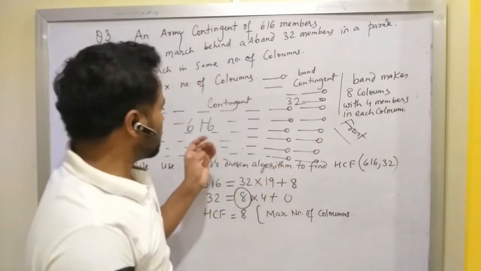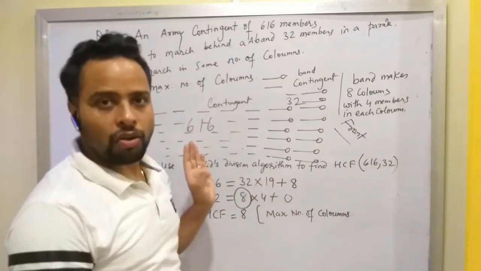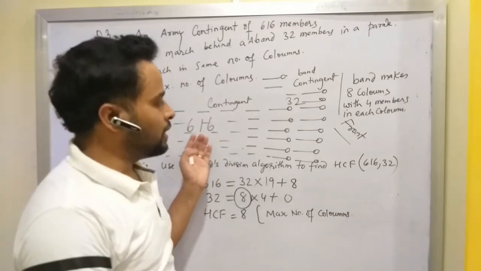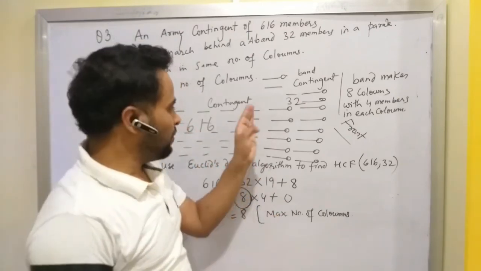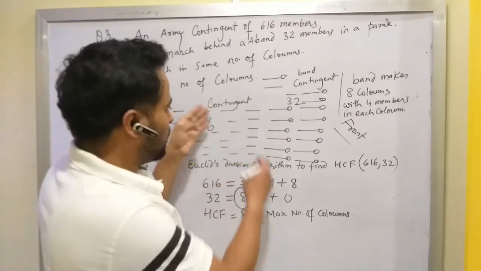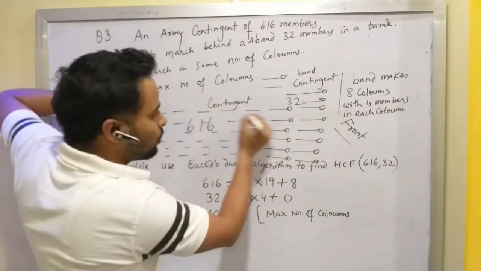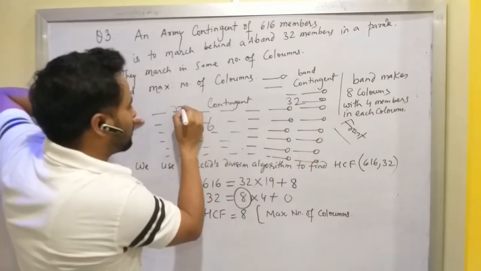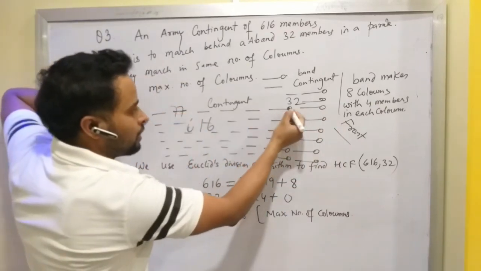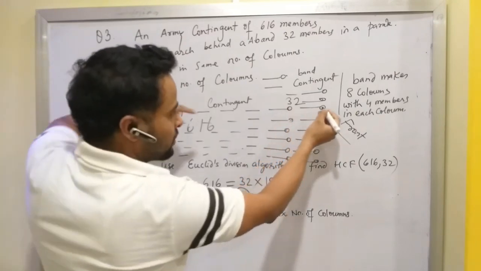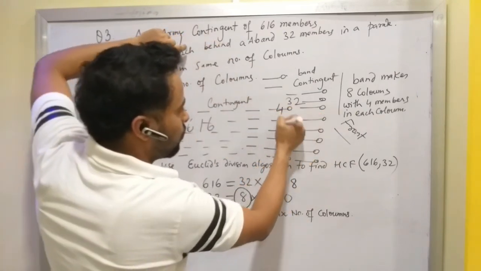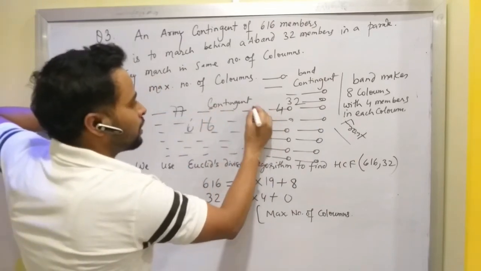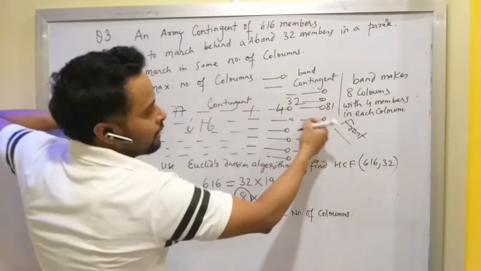Okay, and this 616 contingent will follow. If I divide 616 by 8, somewhere around 77. 77 plus 4, total 81 people will be there in each column. And this 77 contingent will be in each column, plus 4. This is 4 band members, 77 contingent, total will be 81 in each column.